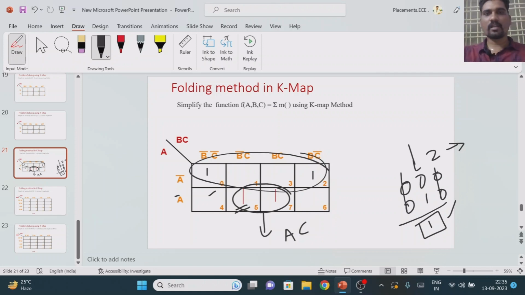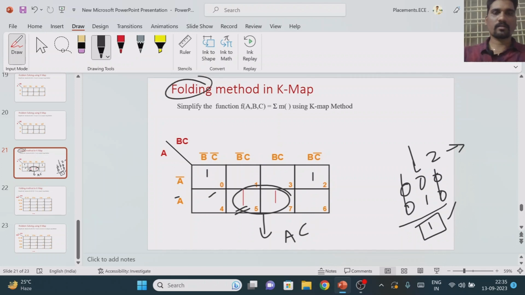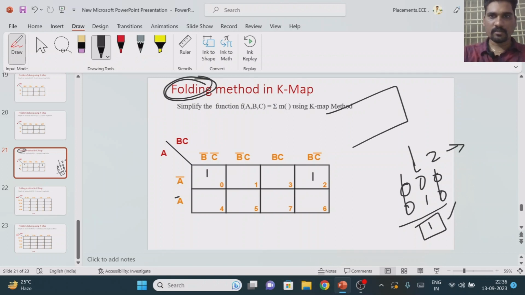But like this we cannot group, because in between we have empty cells. To group this, we use something called the folding method. Forget about this one for some time; later we'll come back to it. Consider that we only have 2 ones here, and we need to find the maximum grouping. Here we have something called the folding operation. What is the meaning of folding operation? Suppose you consider this is a paper.